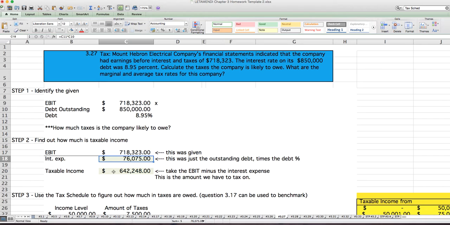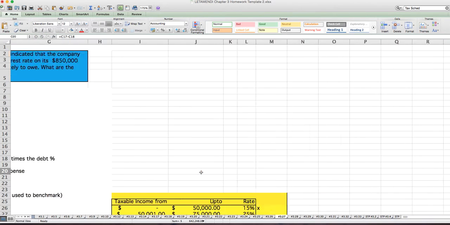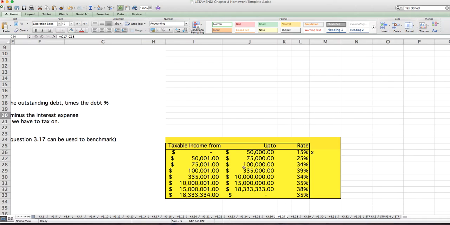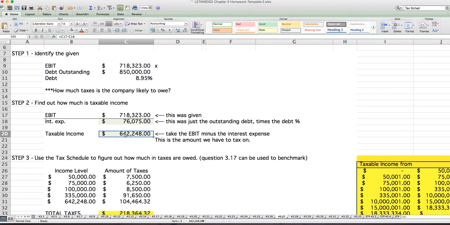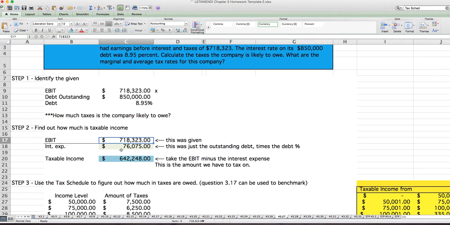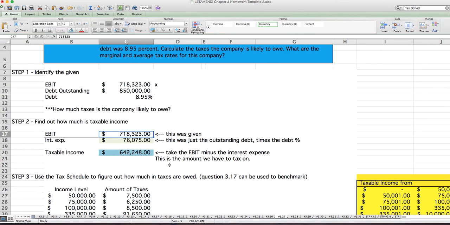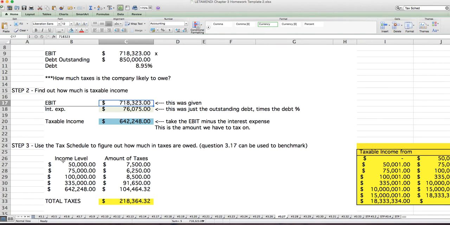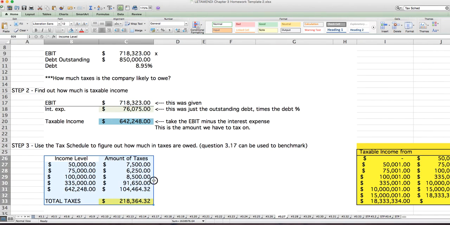So now we need to find out what the taxable income is. And the taxable income is basically just the difference between these two: the earnings before interest and taxes, and then the interest expense. So then this is the taxable income right here. So then when we're looking at our tax table right over here, you remember that from problem 3.17? This is what we're going to go by. So let's color this blue because it's different from all these other ones. But this is the amount that we have to determine what the taxes are on, right? So let me move this over.